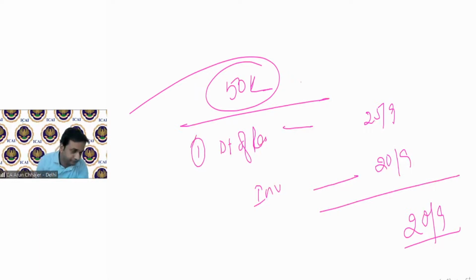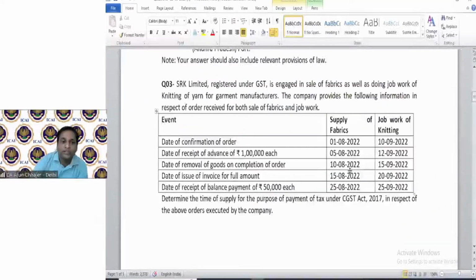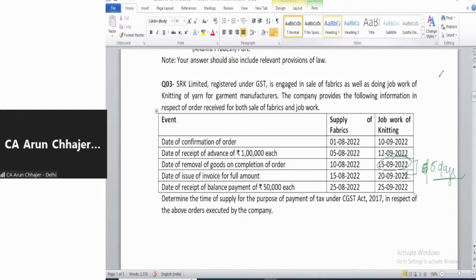Is it clear? Therefore, I can say I have completely ignored the 15th September because the invoice has been issued only within 5 days. Invoice has been issued within 5 days, and we have the time limit of 30 days. Please confirm. Is it clear? Once confirm. Clear?